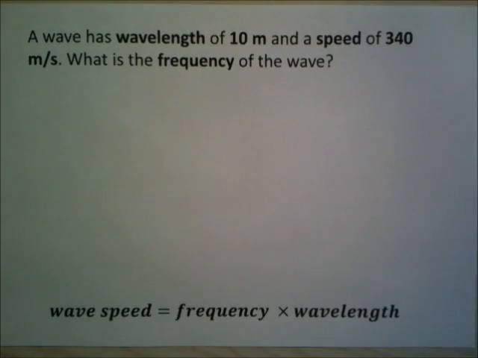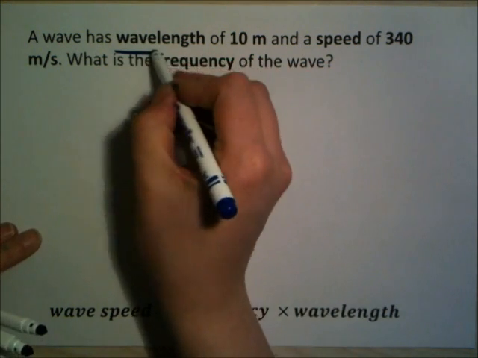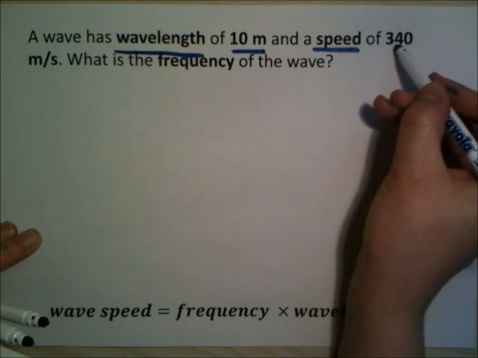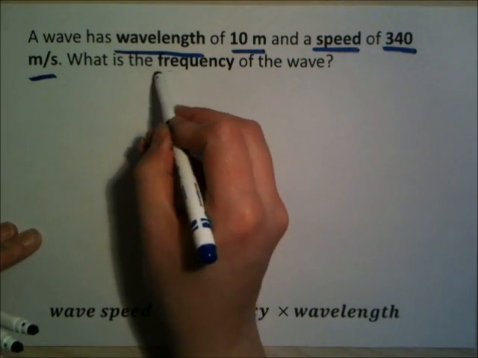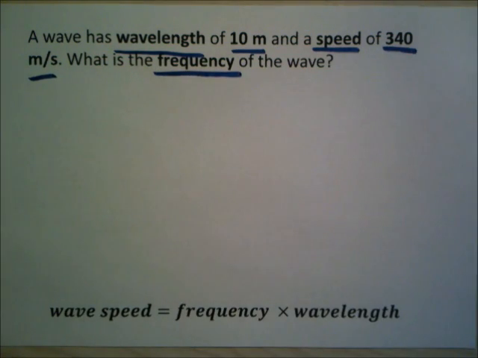The next question is a little bit harder because you need to rearrange it. So a wave has a wavelength of 10 metres and a speed of 340 metres per second. What's the frequency of the wave? Now if you look at this here, this isn't in the right way for us to use. Wave speed equals frequency times wavelength. Frequency is not on its own, it's in the middle of the sum. We need to change that.